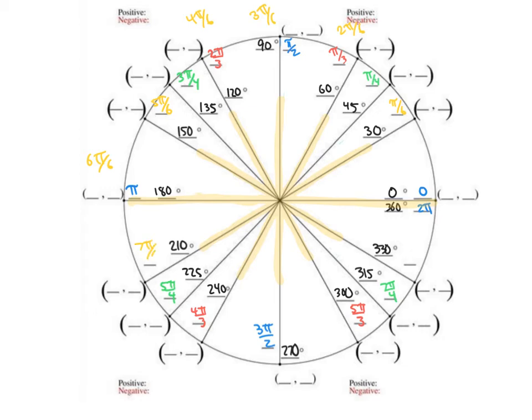7 pi over 6 does not reduce. 8 pi over 6 reduces to 4 pi over 3. 9 pi over 6 reduces to 3 pi over 2. 10 pi over 6 reduces to 5 pi over 3. And then 11 pi over 6 is our last angle.